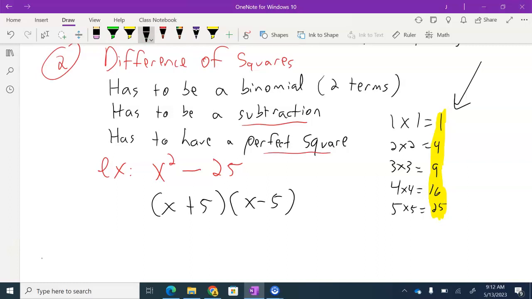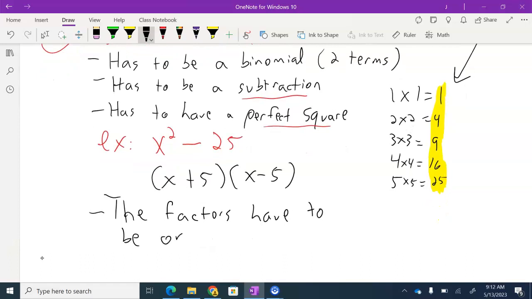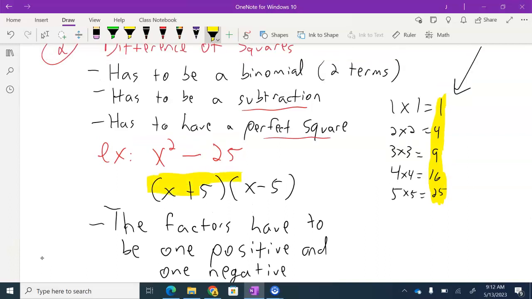So the other rule is that the factors have to be 1 positive and 1 negative. 1 positive and 1 negative. Okay, and that's it. So you really don't even have to do a lot of math here. You just have to see what's the factor that makes that perfect square and set it up as x plus that number and x minus that number.